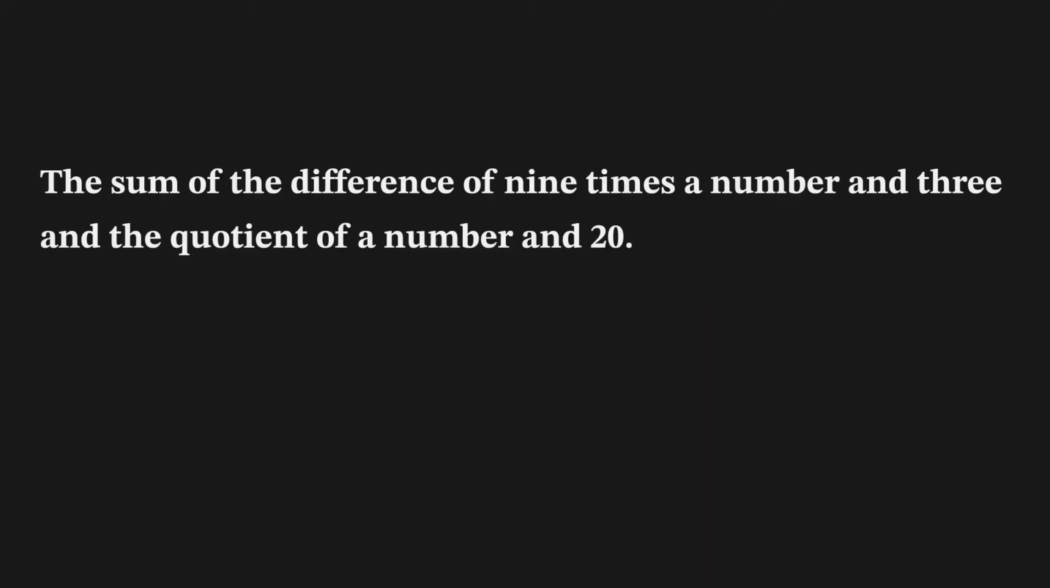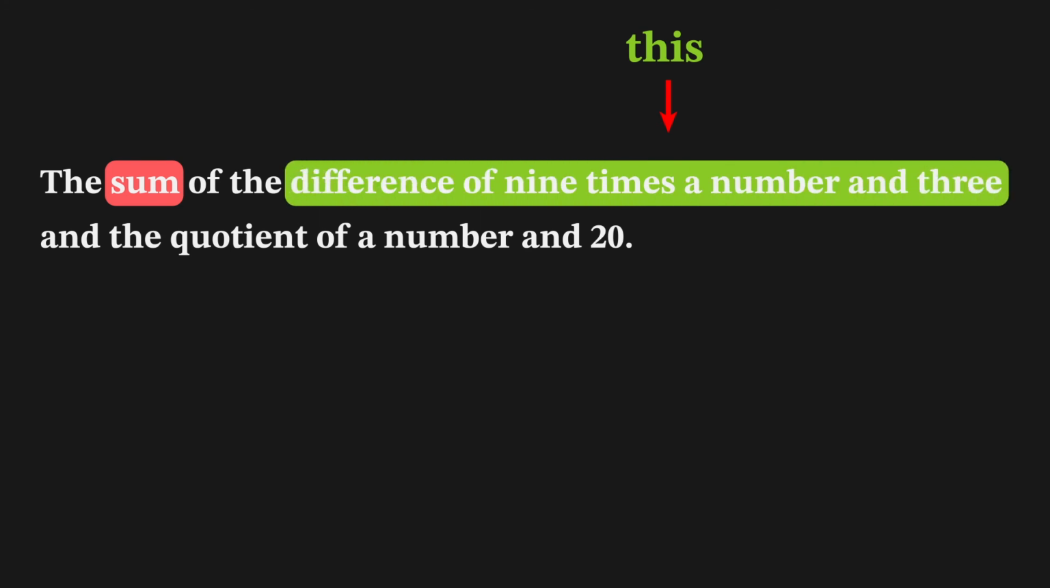In our last problem, we have the sum of the difference of 9 times a number and 3, and the quotient of a number and 20. So we're going to do the same thing. We're going to just take it piece by piece, starting with the first phrase, the sum. So we're looking for the sum of this and that. Well, this is referring to the difference, because that's the first phrase right after the sum. So we're going to take a look at the difference of 9 times a number.